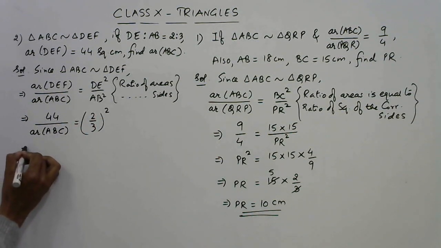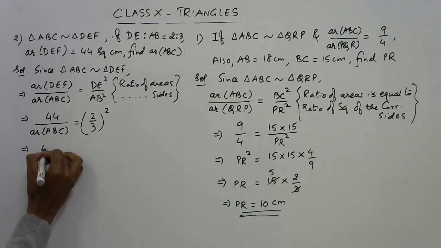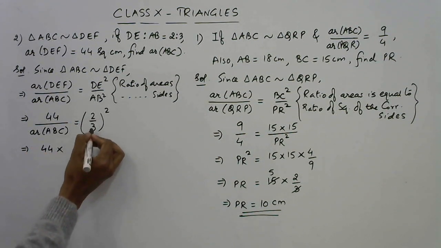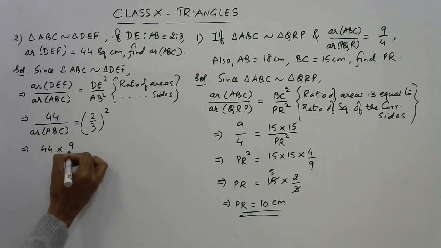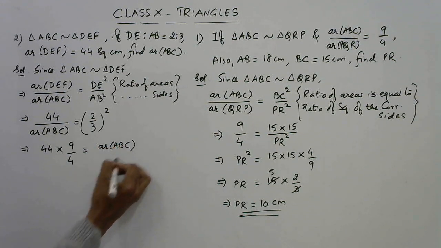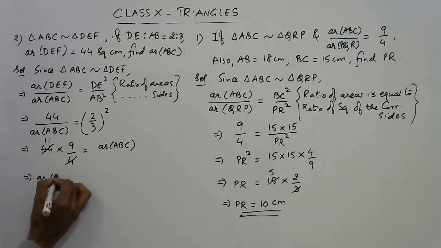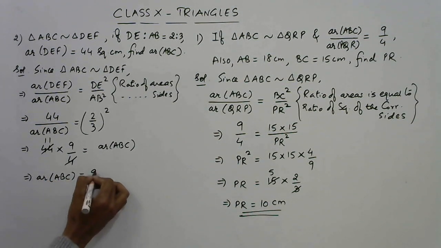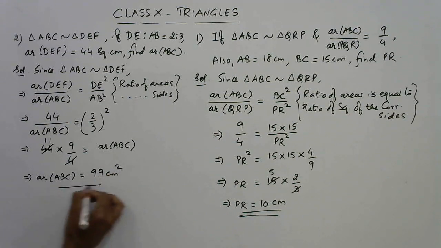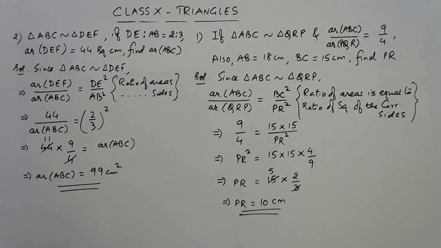And now this becomes an equation in one variable. So 44 multiplied by, this is 4 by 9, it will come here as 9 by 4, and this area of triangle ABC will move in the numerator to the other side. So 4 cancels 44 11 times. So area of ABC comes out to be 11 into 9, 99 square centimeters. So these are two problems which will make you understand what type of questions may be asked in the board exam related to this important theorem.